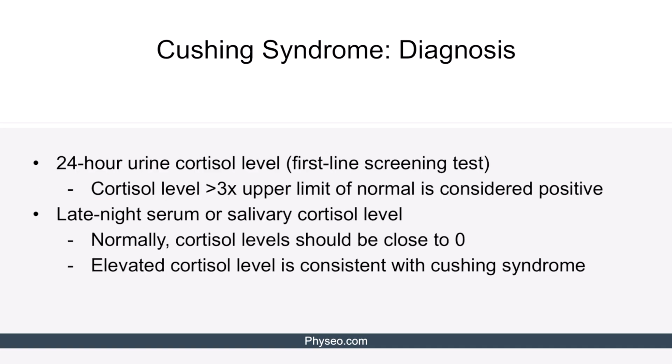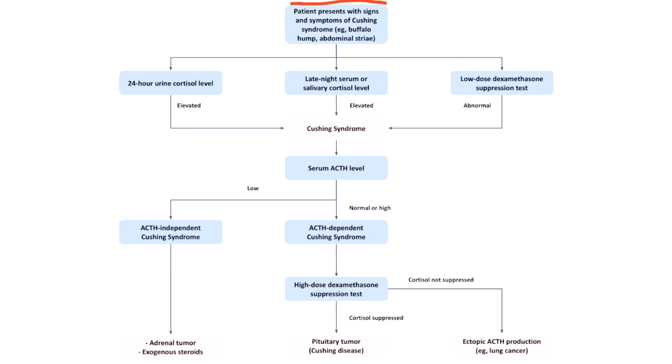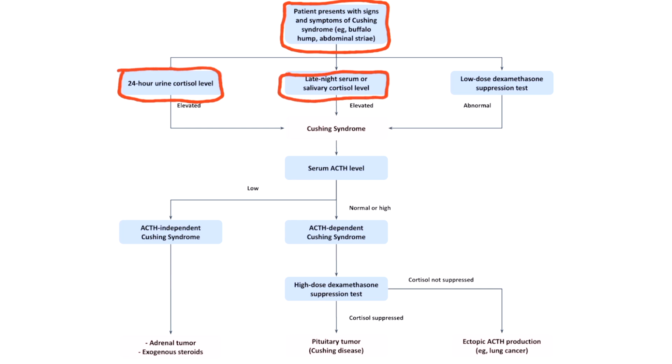When it comes to the diagnosis, it's best approached using a simplified diagnostic algorithm. When a patient presents with signs and symptoms of Cushing syndrome, such as a buffalo hump or abdominal striae, clinicians may choose one of 3 available tests to initiate the workup. These tests include a 24-hour urine cortisol level, a late-night serum or salivary cortisol level, and a low-dose dexamethasone suppression test. Let's examine each of these in greater detail.